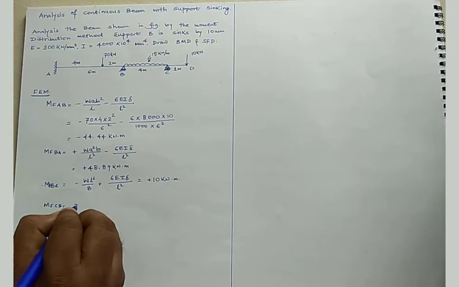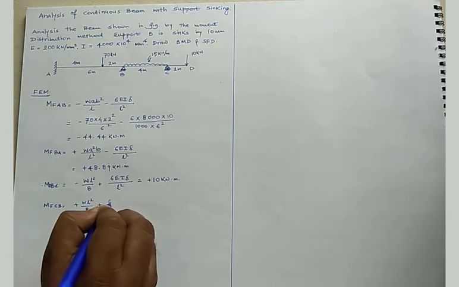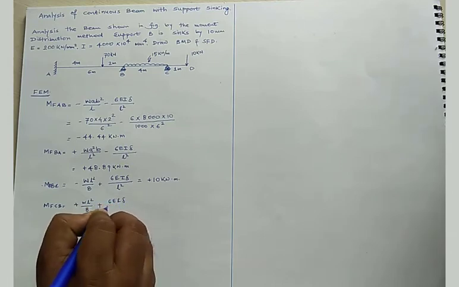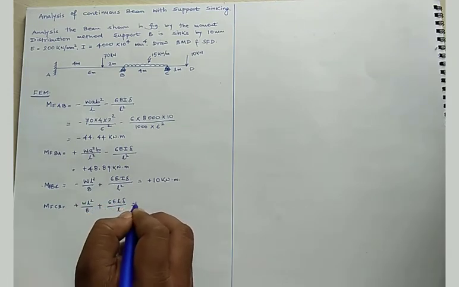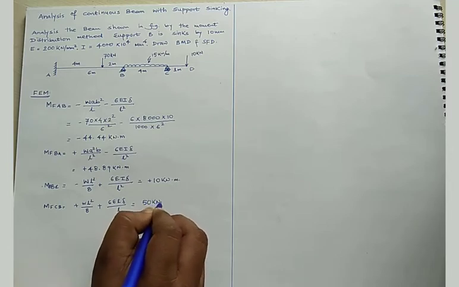Now fixed moment CB is plus WL square divided by 8 plus 6 EI del divided by L. The value which we are getting is 50 kilonewton meter.